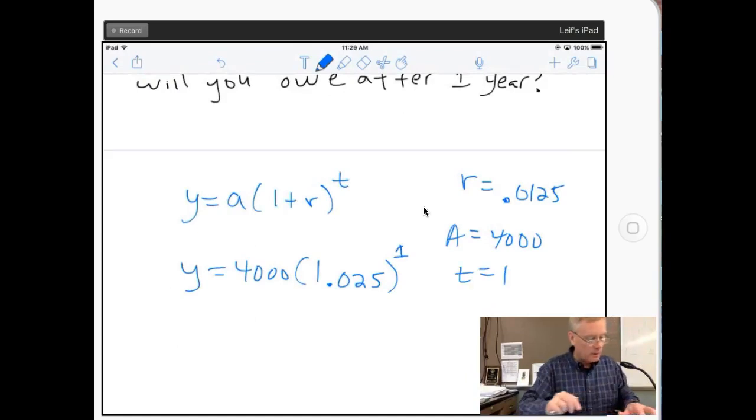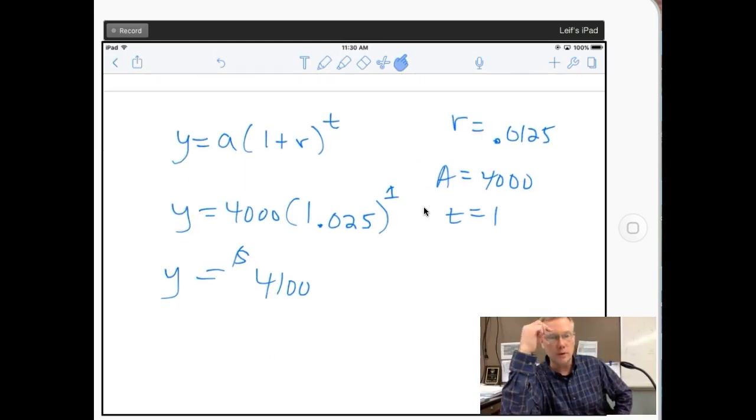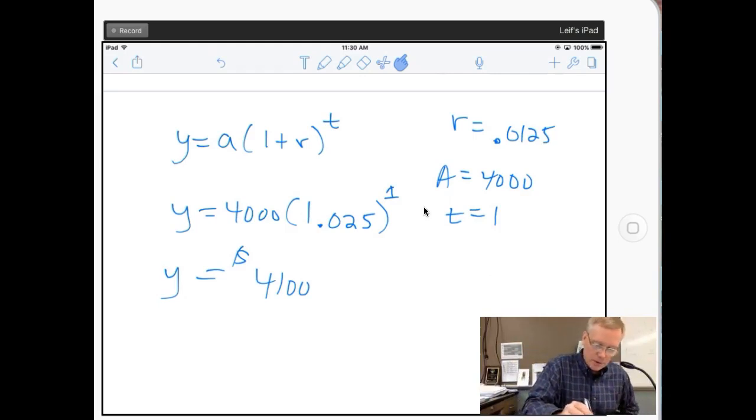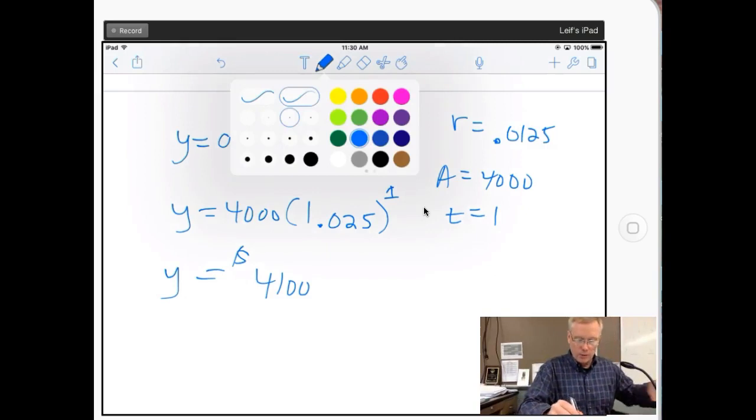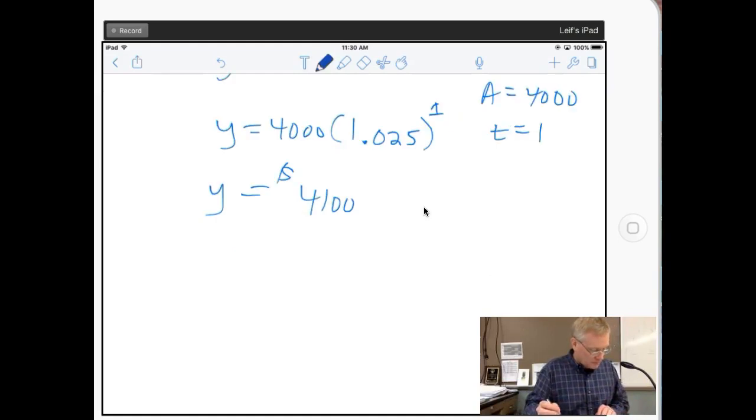All right, so here we go. Now I'm going to punch this into my calculator. Anything in the first power is itself, so I'm actually taking 1.0125 and multiplying it by 4,000, and that should give me my answer of $4,050. And that was a ridiculously low interest rate. You will never see a credit card with an interest rate that low, I doubt, unless it's for a short period of time. Usually they're up around 10% to 15% or higher. Anyway, we'll talk more about real-world credit card issues later on in class. So that was number 2. Number 3.